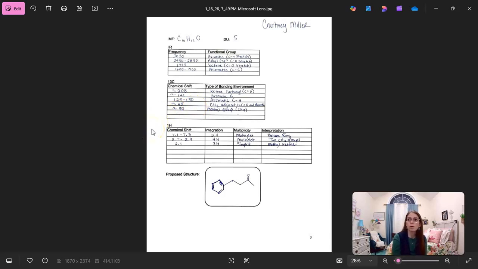Based on all of the spectral evidence, the proposed structure is 4-phenyl-2-butanone, also known as benzylacetone. This structure contains a phenyl ring, an ethylene bridge, and a ketone group. It accounts for the molecular formula, degrees of unsaturation, IR functional groups, and all NMR signals.